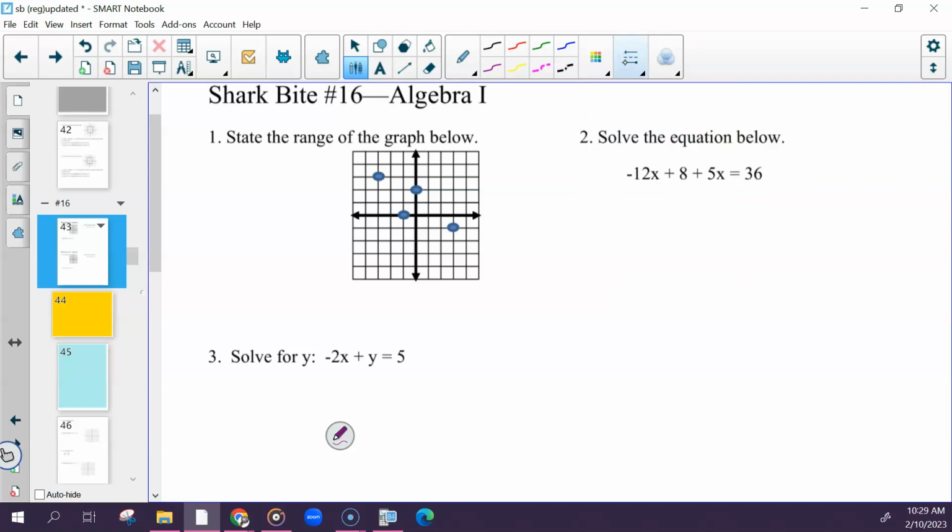Range is your x's or your y's? Y's. So we're looking for the y values of this. Is this a discrete or continuous function? Discrete. They're random points all over the place, which means you're going to have a list of numbers, least to greatest, lowest to highest. What would those numbers be? Here's one. You have to list them all out. There we go. So if you do not have this, go ahead and erase your answer and put this. Make sure that is written.